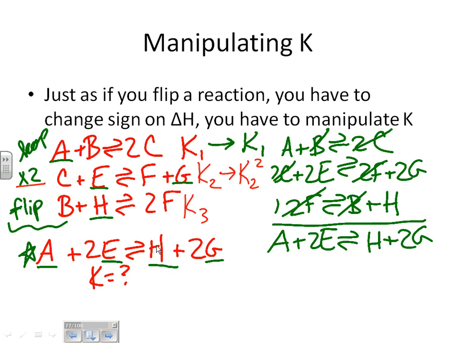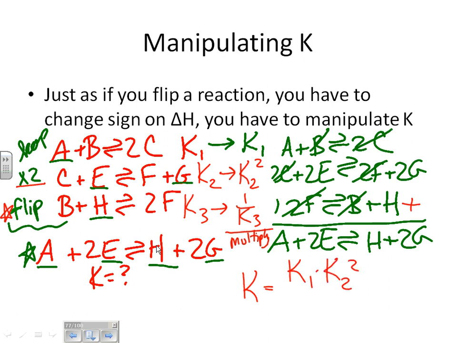Next up, K3. We flipped this reaction right here, so I'm going to take the reciprocal of that for K3. So now, instead of K1, K2, and K3, I have K1, K2 squared, and 1 over K3. We added these reactions together, so for K values, what we're going to do is multiply all these values together. So the K value for this reaction, based on these manipulations that we did, is going to be simply the product of K1 times K2 squared divided by K3, because we took the reciprocal of it. So you multiply your K values when you add the reactions together.